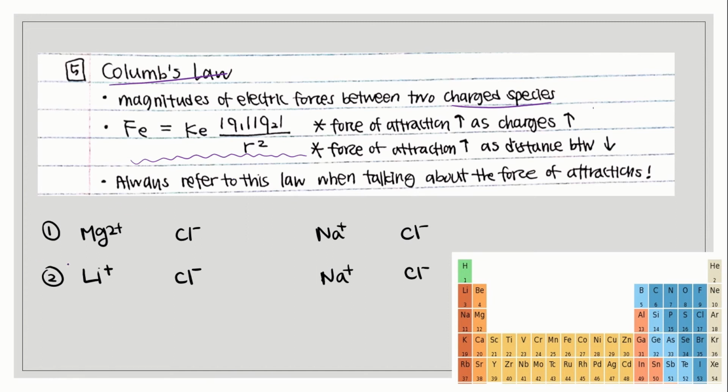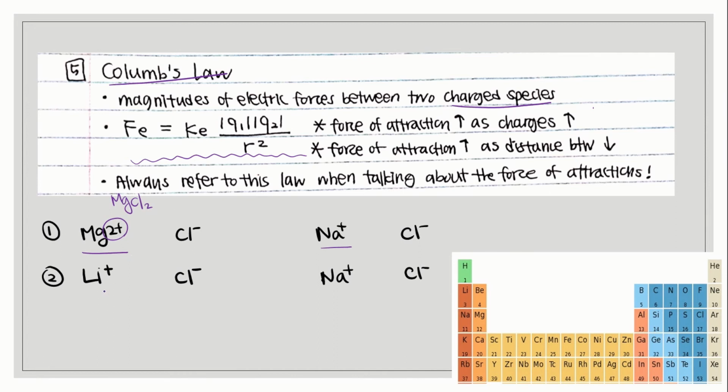For example, in MgCl, there will be higher attractions than in NaCl because Mg has a charge of 2+, so it will attract the chlorine ion more strongly than the sodium ion does. And second, force of attraction increases as the distance between the charged species decreases.